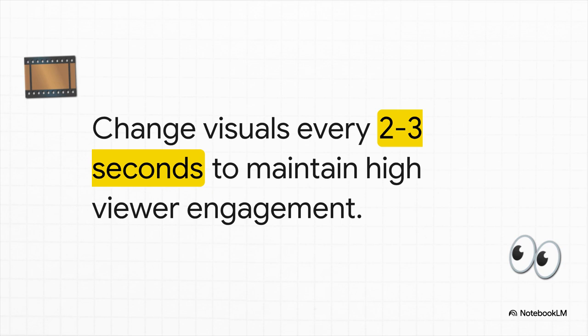Because let's face it, today's viewers have incredibly short attention spans, and static images, they just don't perform. By hard-coding this pacing rule, the creator ensures the video maintains a relentless visual momentum to keep a viewer's thumb from scrolling past. It keeps the pacing fast, engaging, and perfectly optimized for YouTube Shorts.